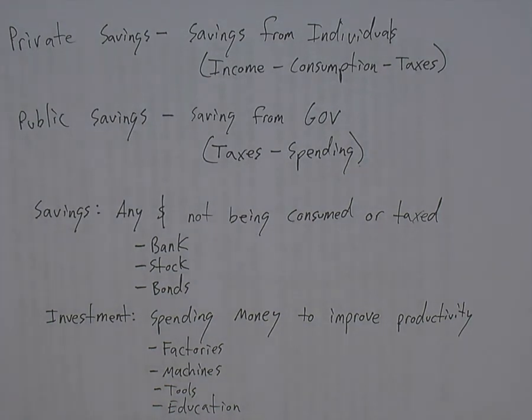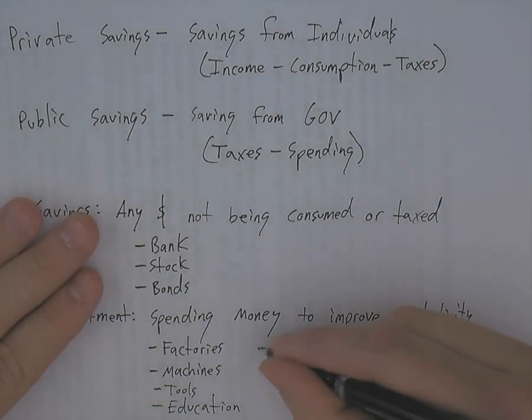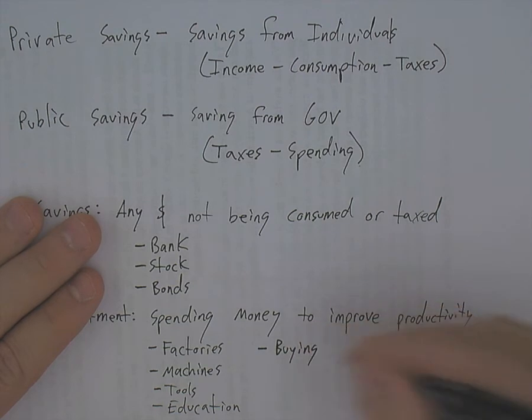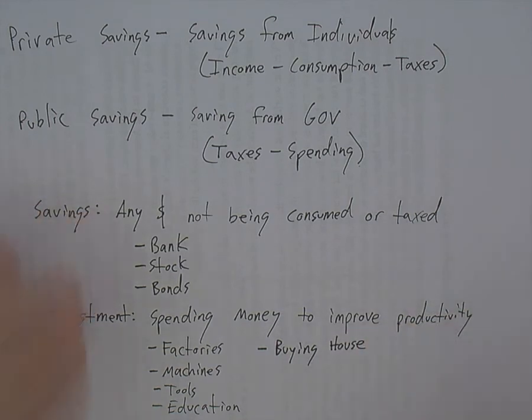I'm spending money to make myself more productive in the future. There's one other way that we have productivity, or investment, excuse me, and that's buying a house. It's grouped a little funkily here. It's not consumption. It is considered, for accounting purposes, buying a house is investment. And here's the great thing.